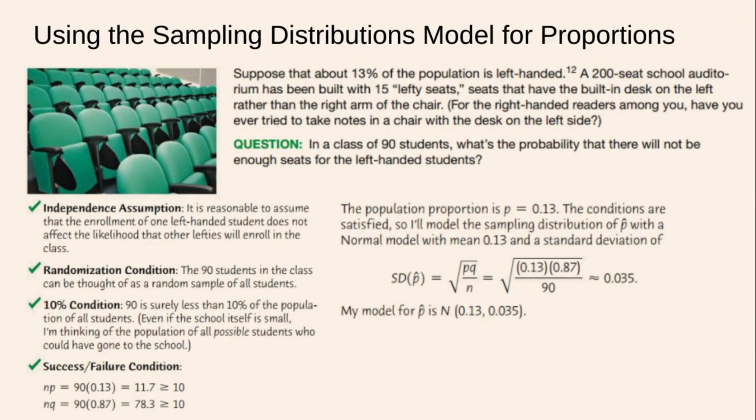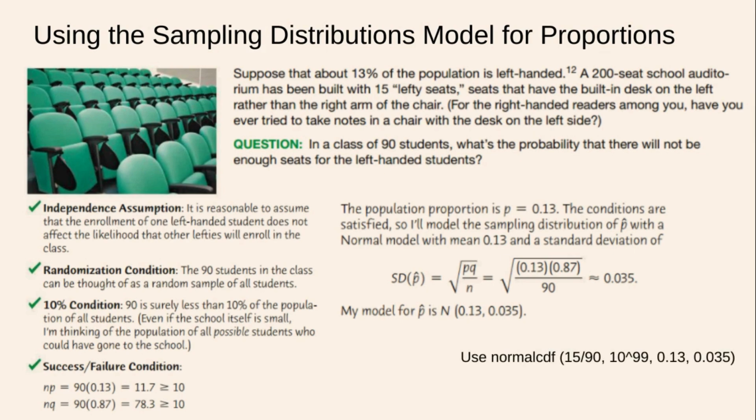We can model the sampling distribution of the sample proportion with a normal model, mean of 13%, and standard deviation of, here's the one we need the formula for, the standard deviation for the sample proportion is going to be the square root of PQ over N, which is 13% times 87%, that's Q, the complement of 13%, all over 90, my sample size, which is 0.035. So my model for p hat is normal, centered at our assumed population proportion, and spread according to this standard deviation. Now we're ready to find the odds that we don't have enough lefty seats for our left-handed students.